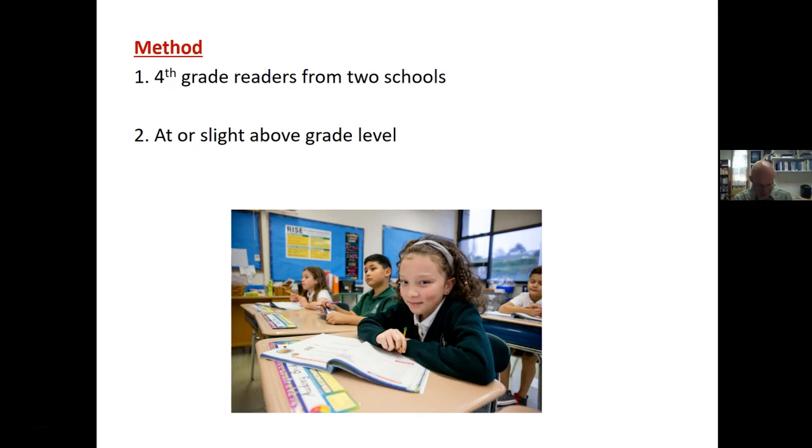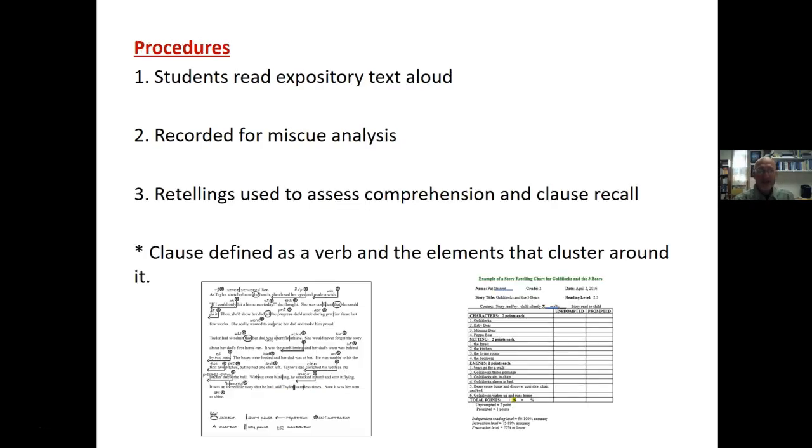For this study, he looked at 4th graders from 2 schools. They were at or slightly above grade level. Only proficient readers were used here because he wanted to look at reading miscues, but eliminate word accuracy and fluency as variables. For example, he did not want a miscue to be caused by deficient word accuracy or fluency. So he used only readers who were at or slightly above grade level.